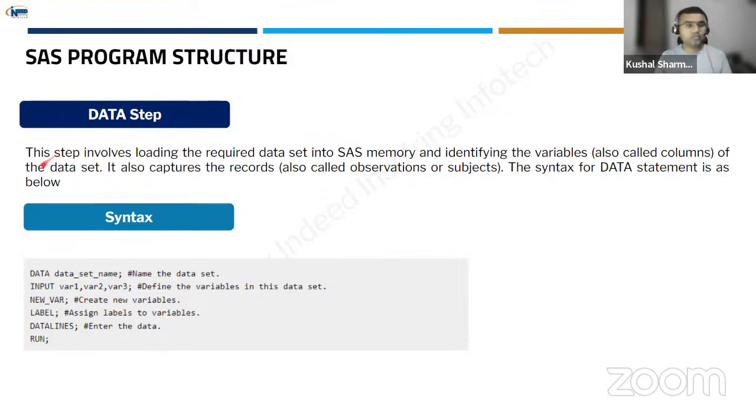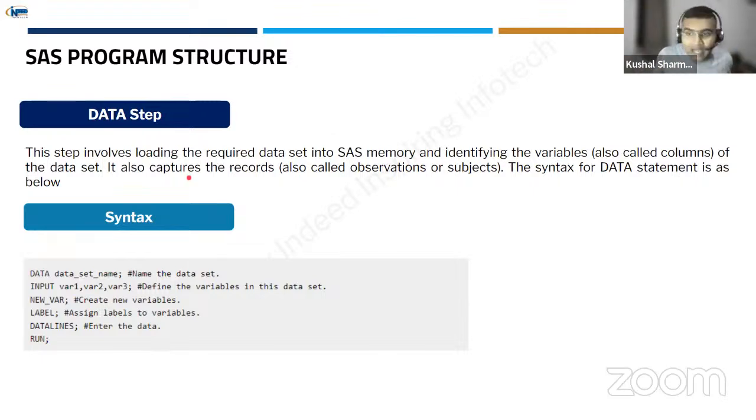So, data step. This step involves loading the required data into SAS memory and identifying the variables. The variables are also called columns, because if you see in Excel, we have rows and columns. So the columns are actually called variables over here, of the data set. It also captures the records, also called observations. So one row is called an observation or record.